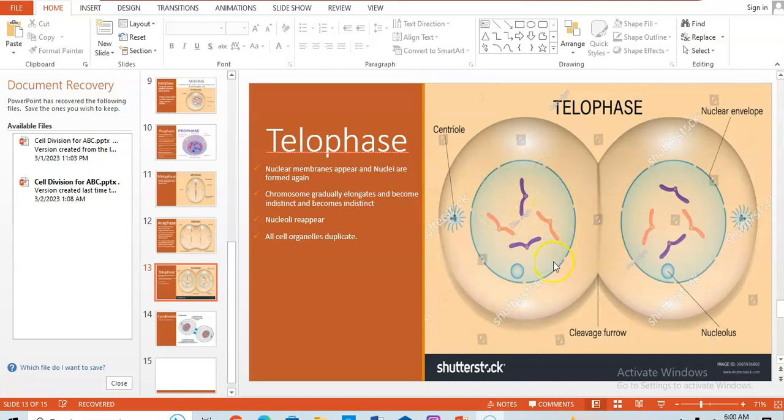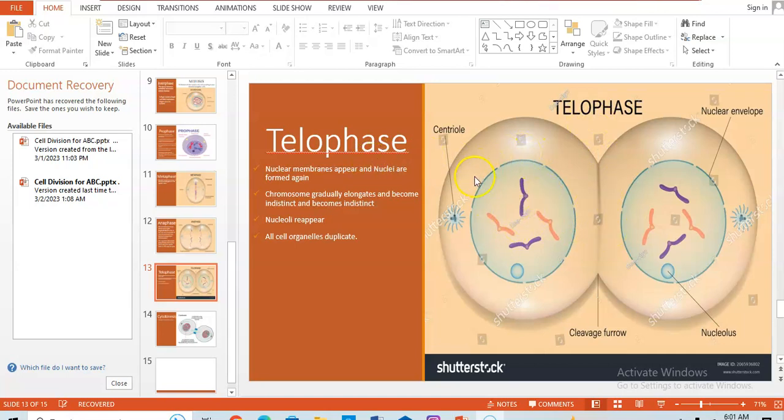Then at telophase, they've gotten to the opposite pole, and the chromosomes begin to elongate again, go back to their original shape, and then the nuclear membrane reappears, the nucleus reappears, and all cell organelles duplicate so that this cell has its own and this cell has its own. Then a constriction will occur, which will initiate cytokinesis. So this cleavage is what will initiate cytokinesis, the division of the cytoplasm, so that you have two cells. So at telophase, this is what happens.